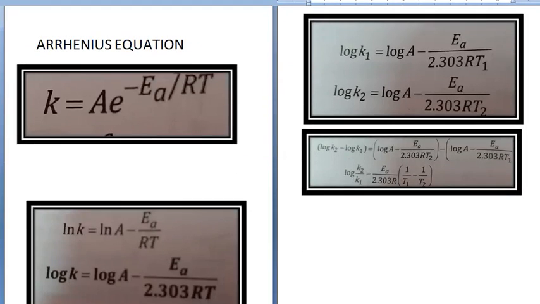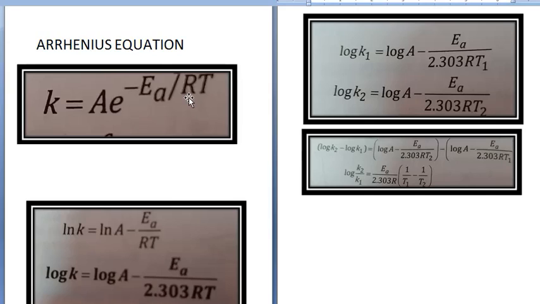Next we come to the Arrhenius equation. This equation proposes a quantitative relationship between rate constant and temperature, and this equation is given as k = A e^(-Ea/RT), where k is the rate constant, A is the Arrhenius or frequency or pre-exponential factor, Ea you know is the activation energy, R is the gas constant, and T is the temperature in Kelvin.